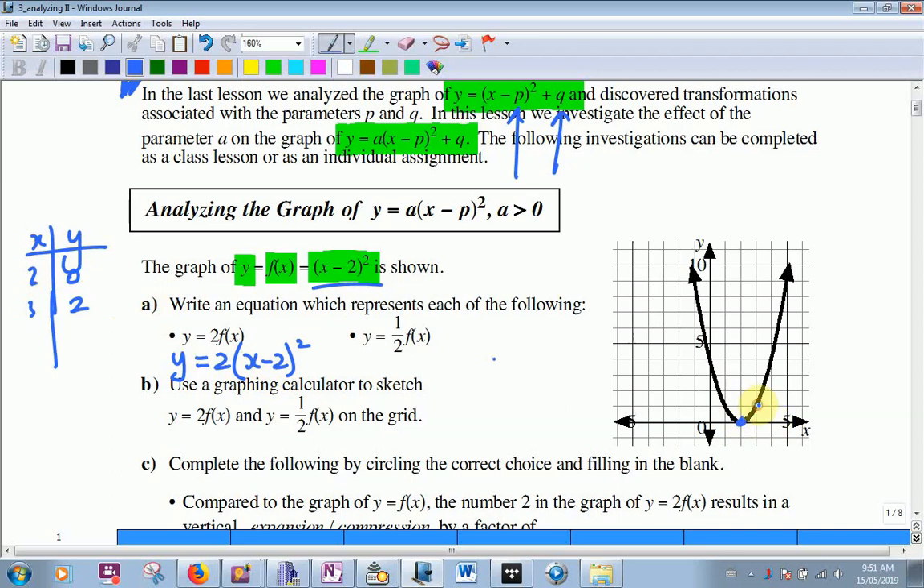So before I got 1, 1 squared is just 1. Now I get 2. And I want to take a point left of this vertex. I should have asked you what it was. It's a vertex point. And I'm going to try 1. So 1 minus 2 is minus 1 squared is 1 times 2 is 2.